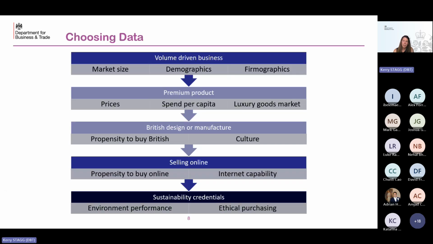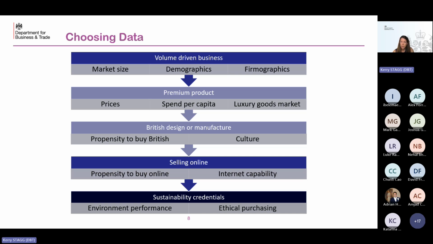And then just thinking in a bit more detail about how you might choose what data is relevant for your business. For example, to start with, if you've got a volume driven business, so you're selling a lot of items, maybe you're more mass market rather than a premium product, then you might be looking at overall market size and volume. You might be looking at demographics in terms of literally how many customers you might have. And obviously, if you're business to business, then that might include the number of companies there are in that sector in that country as well.